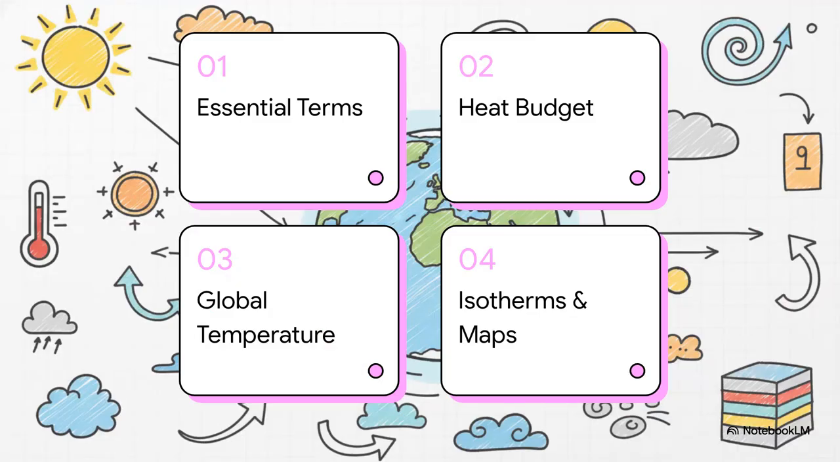Here's our game plan for today. We'll hit the essential terms first, then we'll balance the heat budget, figure out the factors controlling global temperature, and finally, we'll decode some isotherms and maps.